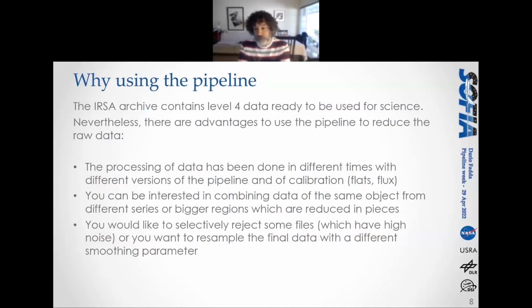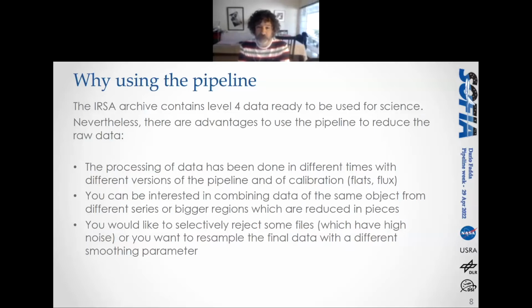Or you can combine even from the same series where people take different positions, which we are not combining at the end because sometimes they don't overlap well, but for your science it could be beneficial to put stuff together. And also you can be just more picky and reject some files that are being included but actually have higher noise, so probably you can have a better result at the end. Or finally, you can resample the final data with a different smoothing parameter.